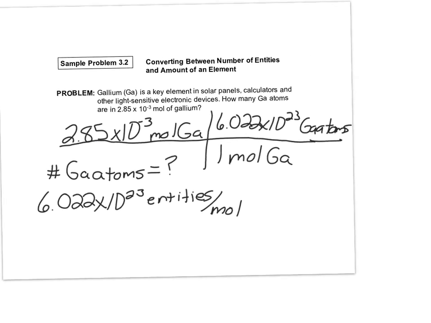So let me get a little more room to work here. What is that equal to? Let me look at my units. I've got moles of gallium divided by moles of gallium. They're going to cancel out, equal 1, and I'm going to be left with what I'm interested in. So I've got 2.85 times 10 raised to the minus 3 times 6.022 times 10 raised to the 23. Oh, I've typed that in wrong. Hold on. Raised to the negative 3 times 6.022 times 10 raised to the 23. There we go. And the answer here is 1.72 times 10 to the 21 gallium atoms. I'm going to put my box there.